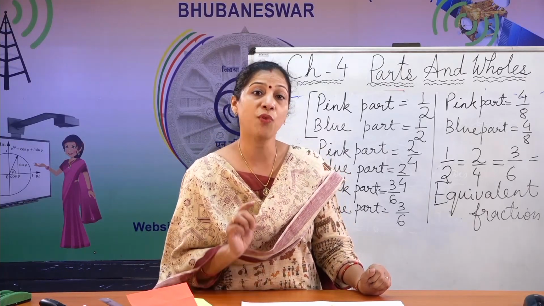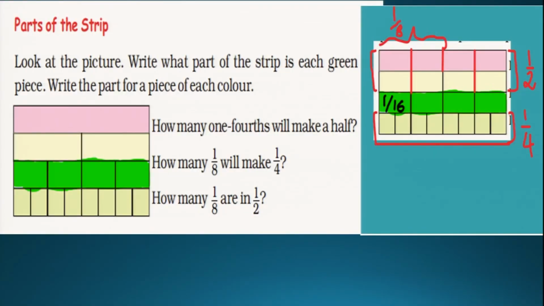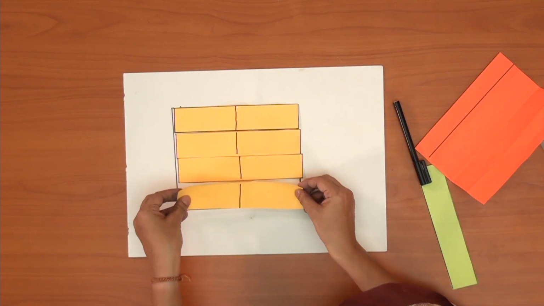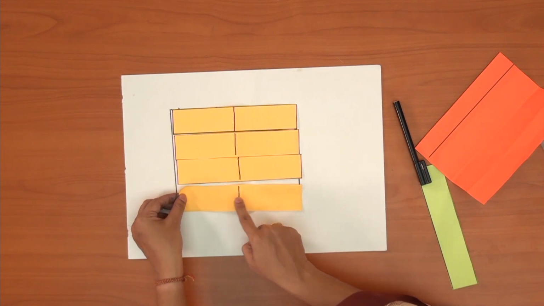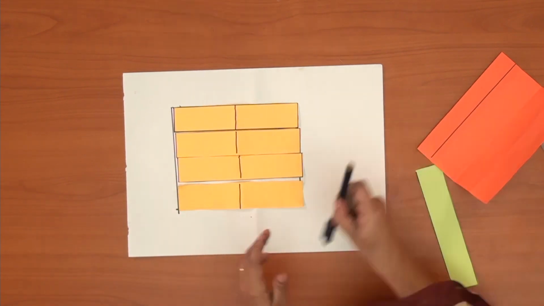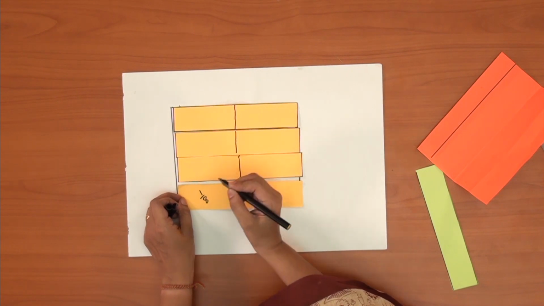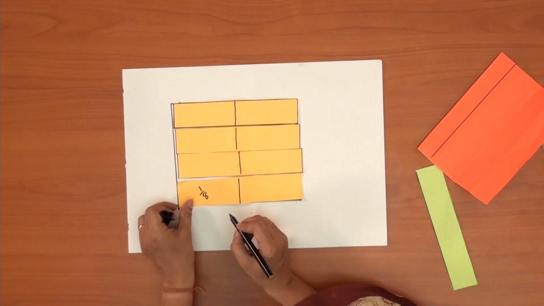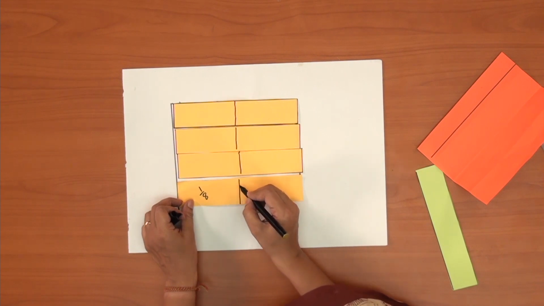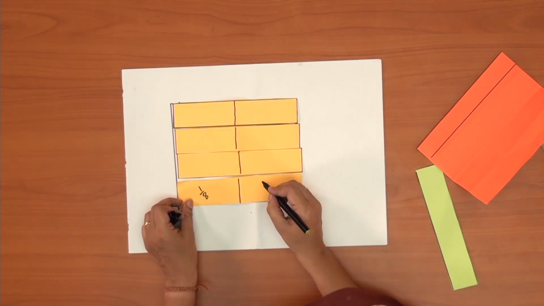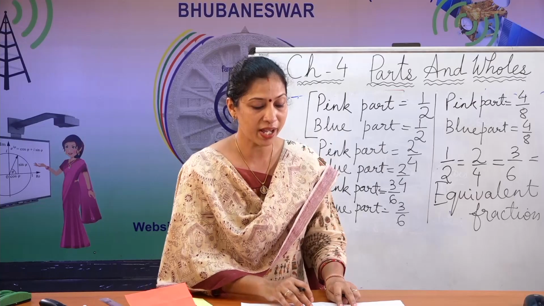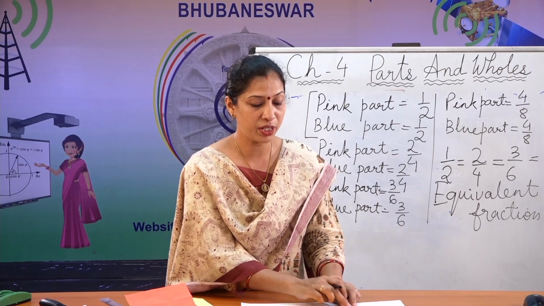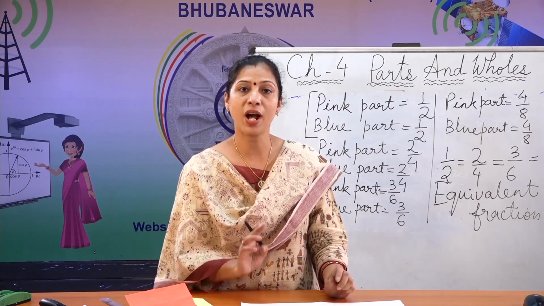So, how many 1/8 will make 1/4? Now, we know that this is 1/4. Yes or no? This is 1/4 of the rectangle we have already found out. So, how many 1/8s are there? If each small part is 1/8 and the bigger part is 1/4, how many 1/8 are there? There will be 2 1/8 to make 1/4.